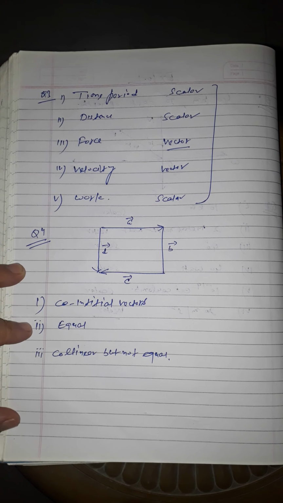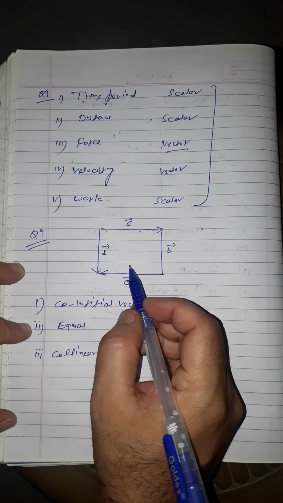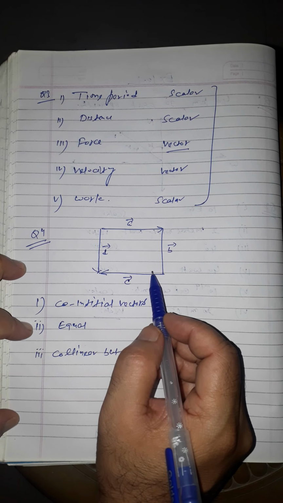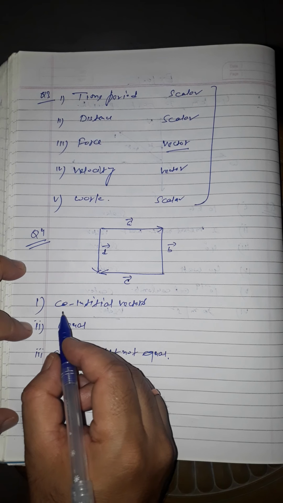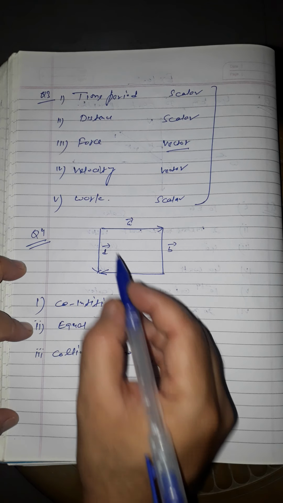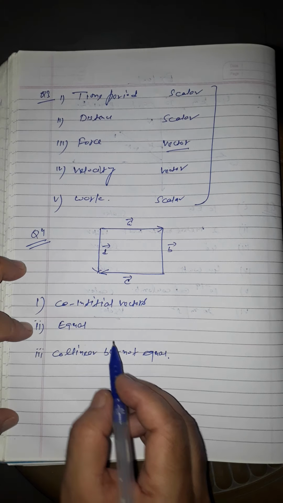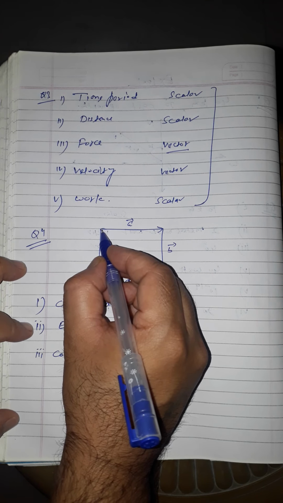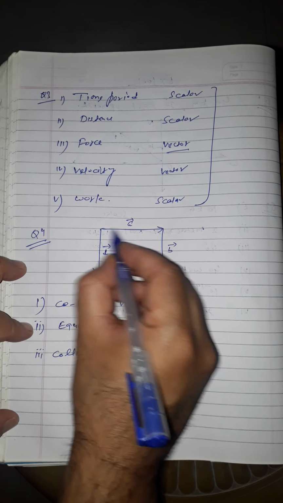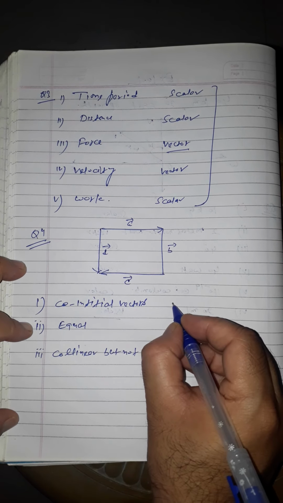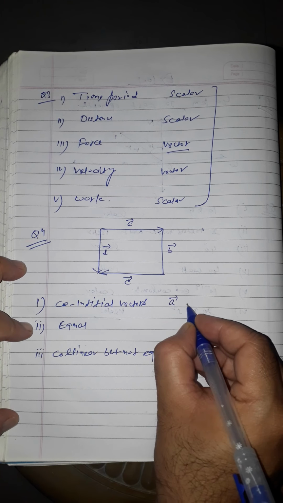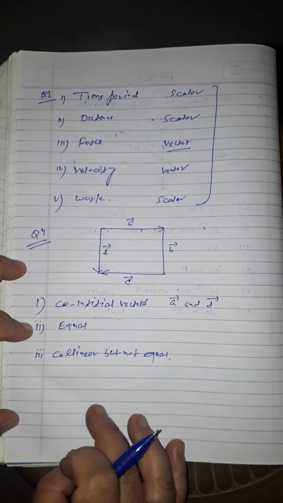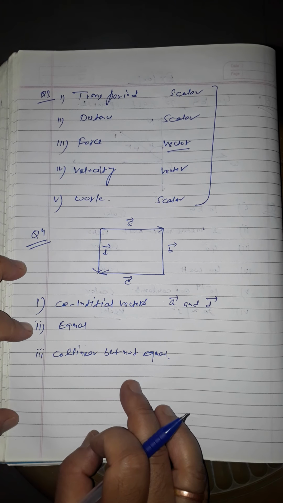So let us come to question number 4, students. Here is the figure given to you. A square figure is shown below. Identify the following vectors. Number 1, co-initial vectors. Now students, from the definition we know that co-initial vectors are those vectors which have the same initial point. If you see here, vector A and vector D, they are co-initial vectors, right students?